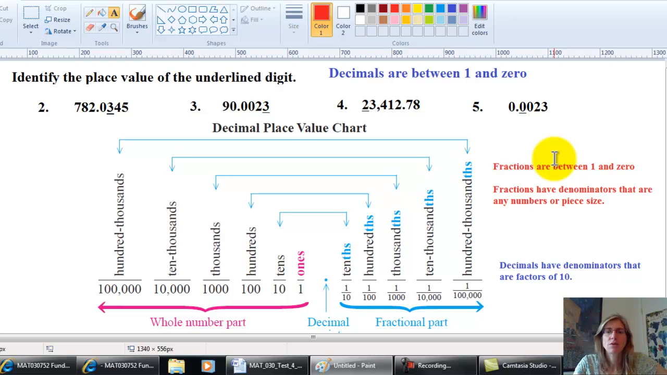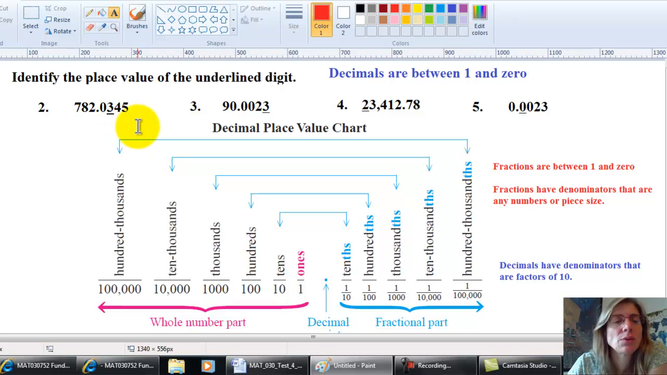The difference, however, is decimals have denominators that are powers of 10. So notice these denominators are all 1s and 0s, with each denominator getting a new 0 as you go along to the right, so the numbers are getting smaller. In fractions, you can have a denominator that's any number at all, which means you can cut a whole piece into any size pieces you want.